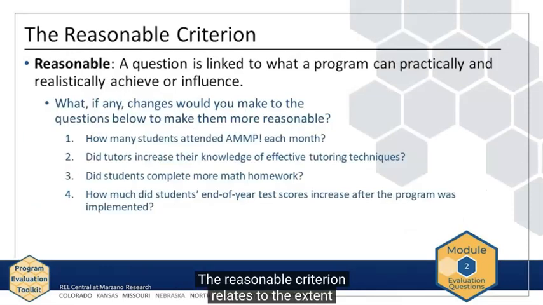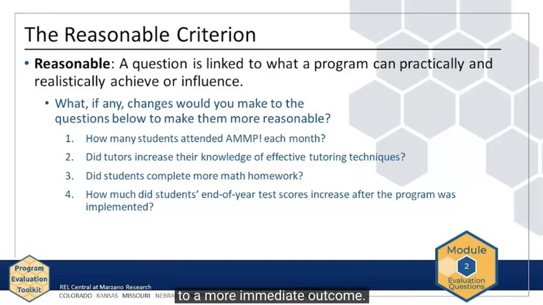The reasonable criterion relates to the extent to which questions are linked to what a program can practically and realistically achieve or influence. For example, is it reasonable to expect AMP to influence state test scores in only 1 year? This question might be more reasonable in relation to the goals of the evaluation if its focus was shifted to a more immediate outcome.